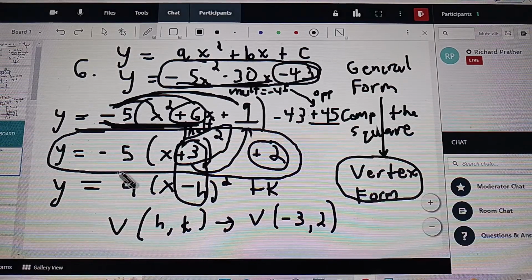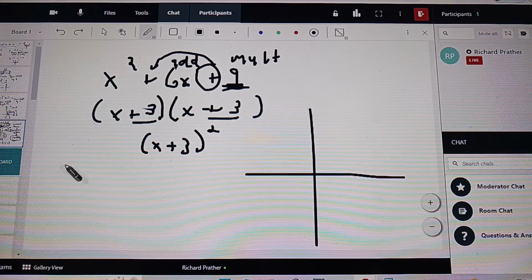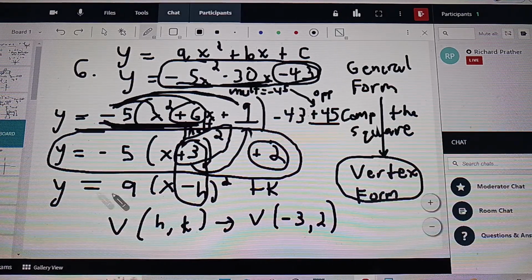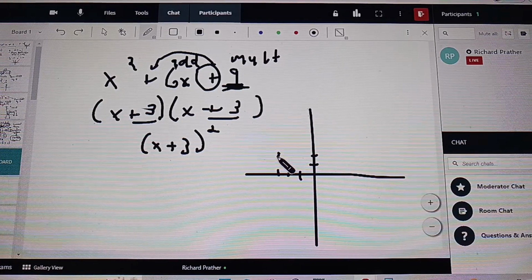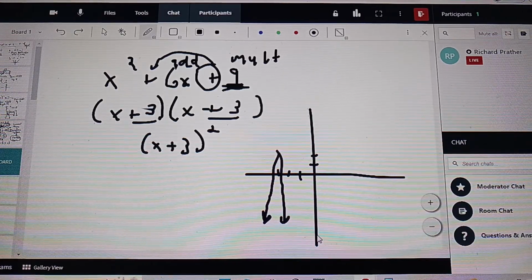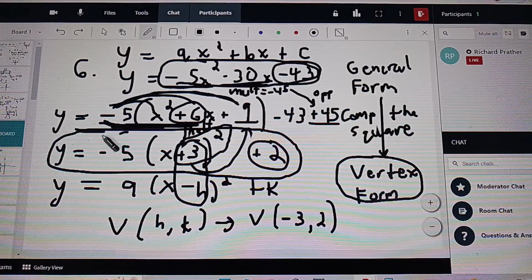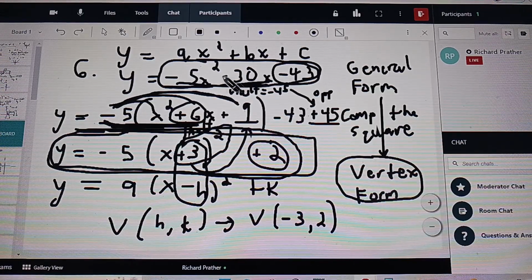But what could then be done is move to the left 3 and up 2. Left 3, up 2, that's the vertex. It's upside down because of the negative, and it's a vertical stretching times 5, so it's going to be really thin as it goes downward. That's a really thin upside down parabola. All of that can be seen from the vertex form. Just by seeing this, you can tell all that information. All of that's hard from this right here.